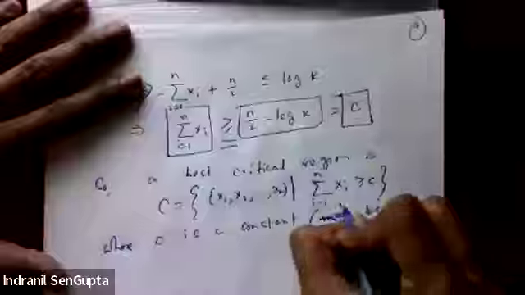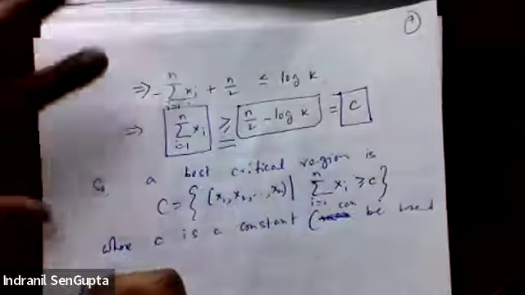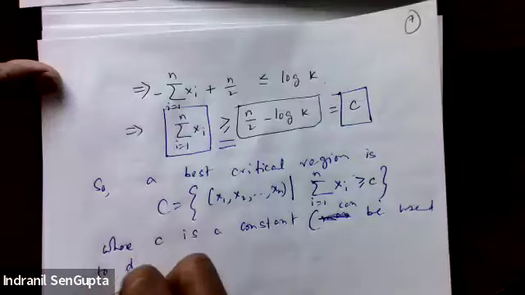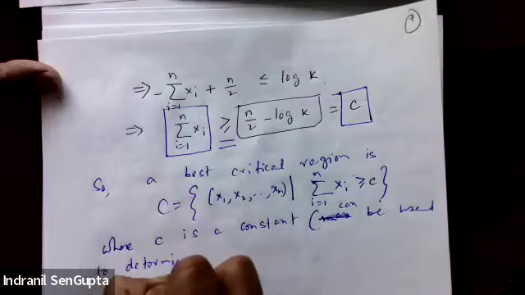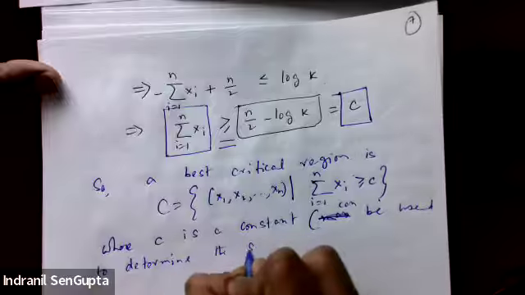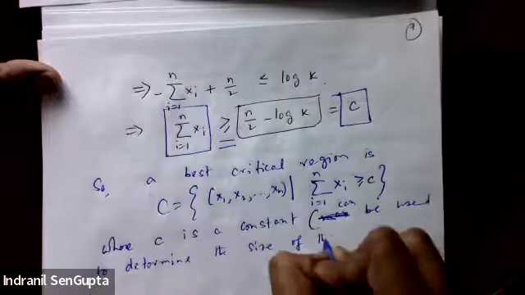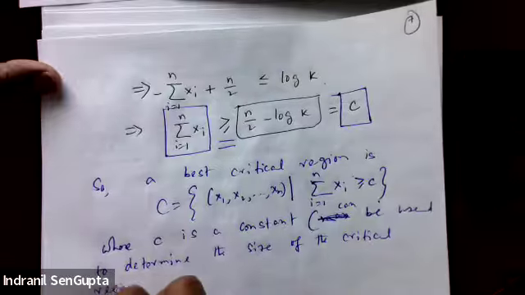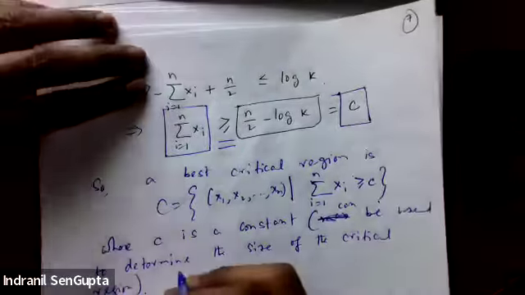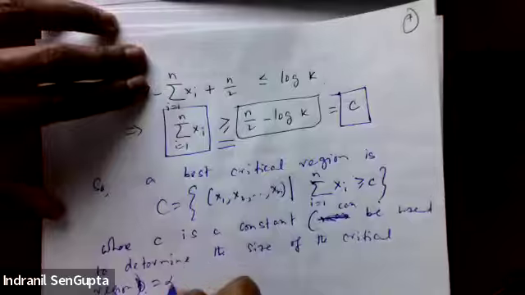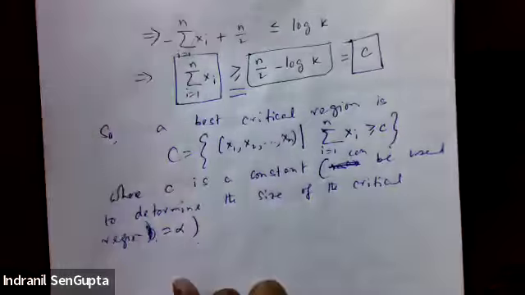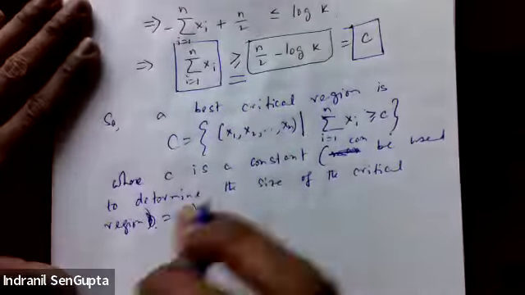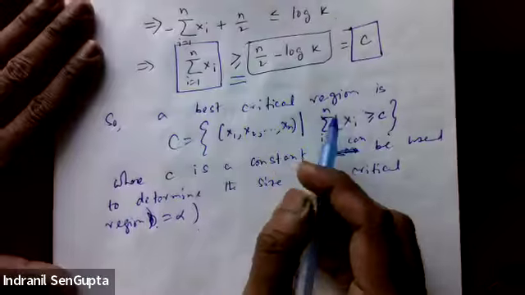This can be used to determine the size of the critical region. That is alpha. We'll see how it's done.